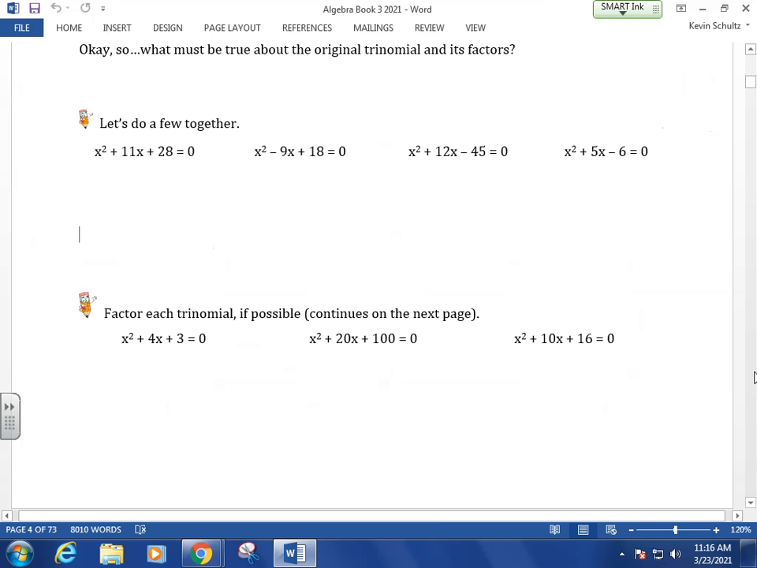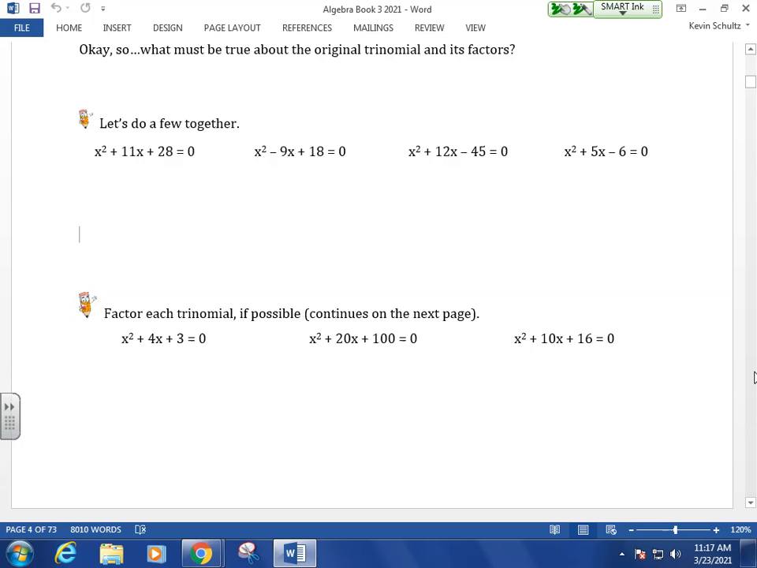X squared plus 11x plus 28. What I'm looking for are two numbers that multiply to make 28, and those same two numbers add or subtract to make 11. Which one do I want to start with? Do I want to start thinking about numbers that add or subtract to equal 11, or do I want to start with numbers that multiply to make 28? Brady?